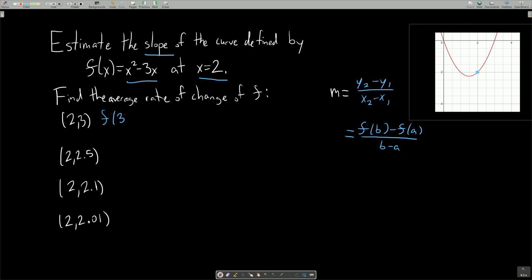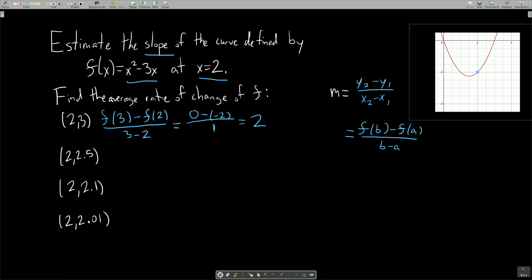So you do f of 3 minus f of 2 over 3 minus 2. Okay, so f of 3, if you plug in 3 into f of x right here, you'll get 3 squared, which is 9, minus 3 times 3, which is 0. And if you plug in 2, you get 2 squared, which is 4, minus 3 times 2, so it's negative 2, over 3 minus 2, which is 1. So 0 minus negative 2, that's positive 2, over 1, that's just going to be 2.